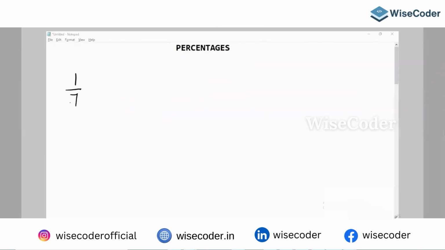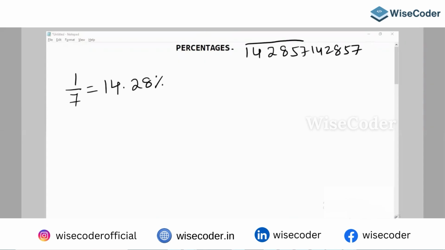Okay, next. 1 by 7. So 1 by 7 is a special number. If you divide 1 by 7, what you are going to get is 142857, and you will get this value continuously. So 1 by 7 I can write 14.28%. I cannot write the whole value, no? It's a recurring decimal, so 0 point something you are going to get. Instead of that I can put a bar here. So we can write it as 14 2 by 7%. I'll explain why 2 by 7.